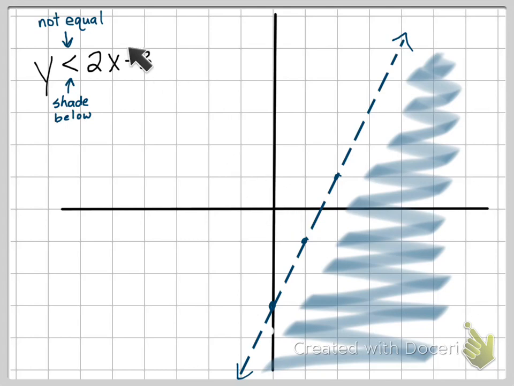If I plug in 0, 0, I get 0 is less than 0 minus 3. So 0 is less than negative 3. That's not true. That's why I would not have shaded on the side with the origin. I would have shaded on the other side, which would have given me the same result. Okay, but that's the graph of this inequality.